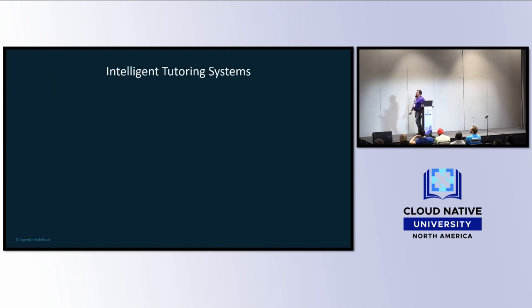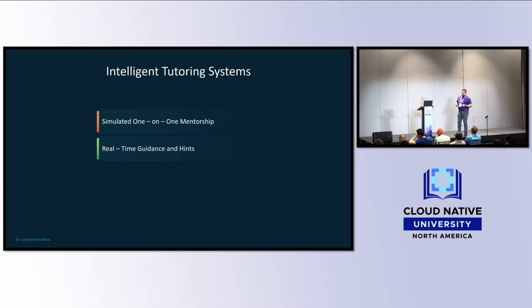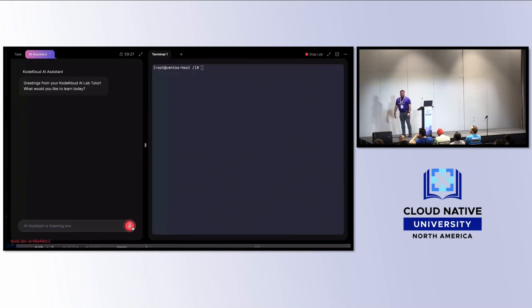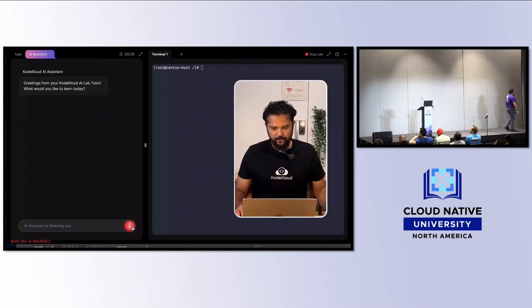So let's talk about intelligent tutoring systems. Do a little time check. So first, we wanted to simulate one-on-one mentorship. We wanted to make sure that we had a kind of real-time guidance, right? Because we want that expert in the room. And then we wanted to make sure that the explanations were contextual. And if we could get to multimodal, that was a bonus, right? We kind of did. Not really. Kind of, like an OKR. We got 80% there.